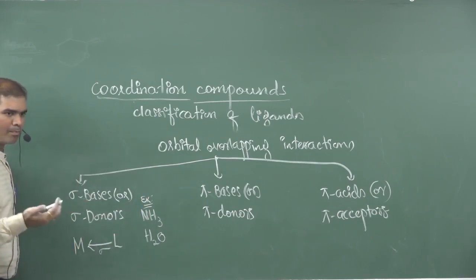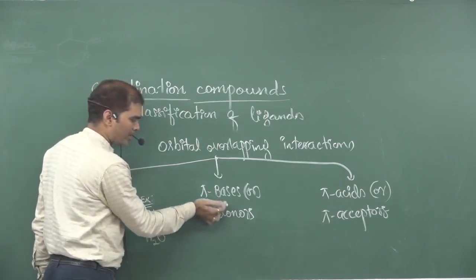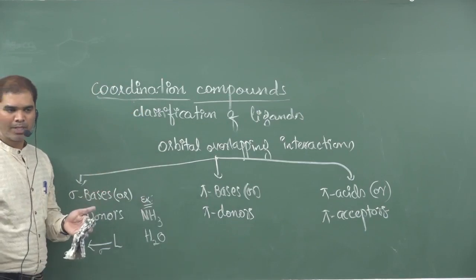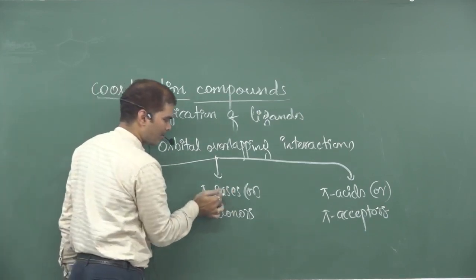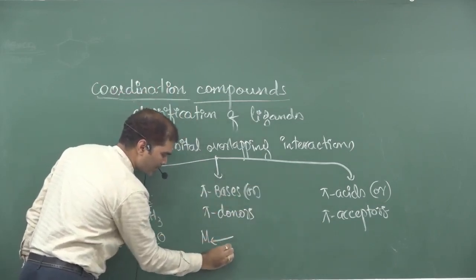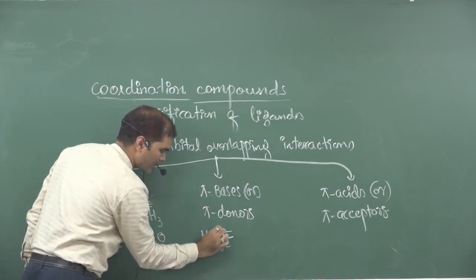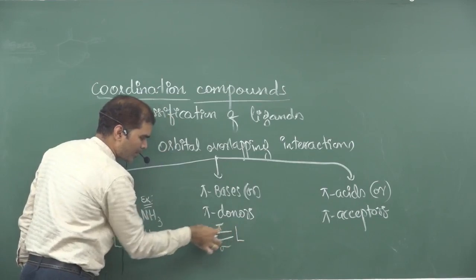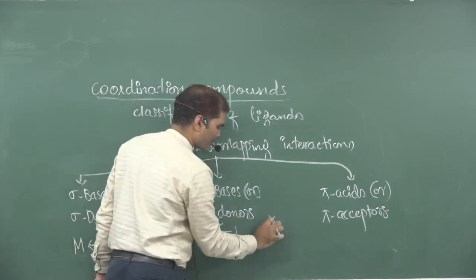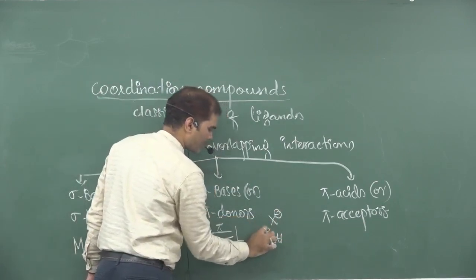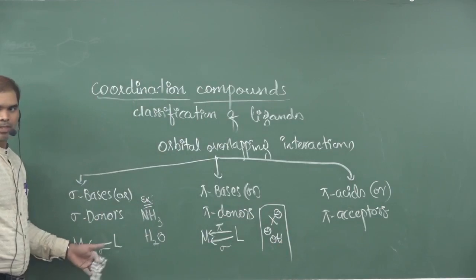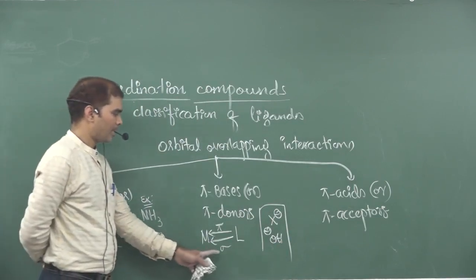Pi bases or pi donors: though we call it a pi donor or a pi base, first of all a sigma bond will be established. Definitely a sigma bond will be there, and one pair of electrons will be donated. After that, based on the secondary interaction, we give the naming. It also gives another electron density, another electron pair. So it is a double donation from the ligand. You can take all halides, OH minus. All these come under pi bases. They double donate.